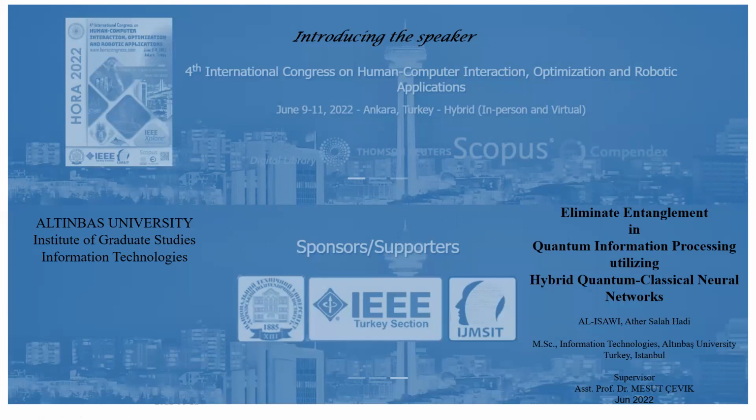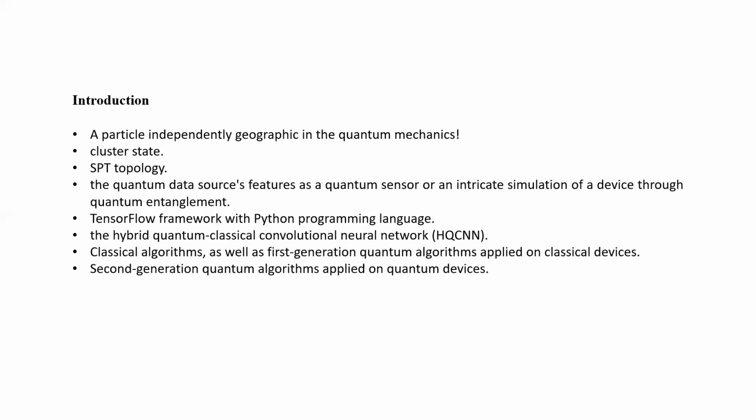Let's commence to clarify briefly the topic: eliminate entanglement in quantum information processing utilizing hybrid quantum classical neural networks. In this modest research, the researcher attempts to explain and simplify the understanding of one of the quantum information processing problems represented by quantum entanglement, and to clarify how to take it over.